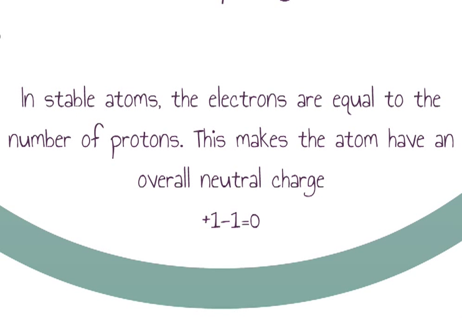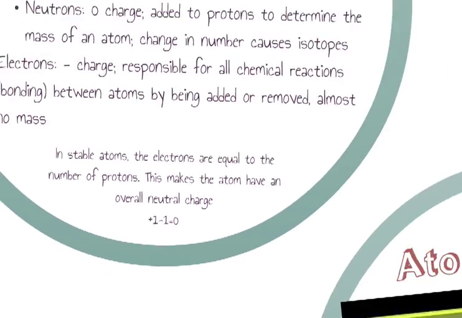In a stable atom, the electrons are equal to the number of protons. This makes the atom have an overall neutral charge. So in math, if you take plus 1 minus 1, you get 0. 0 meaning neutral when we talk about atomic charges.